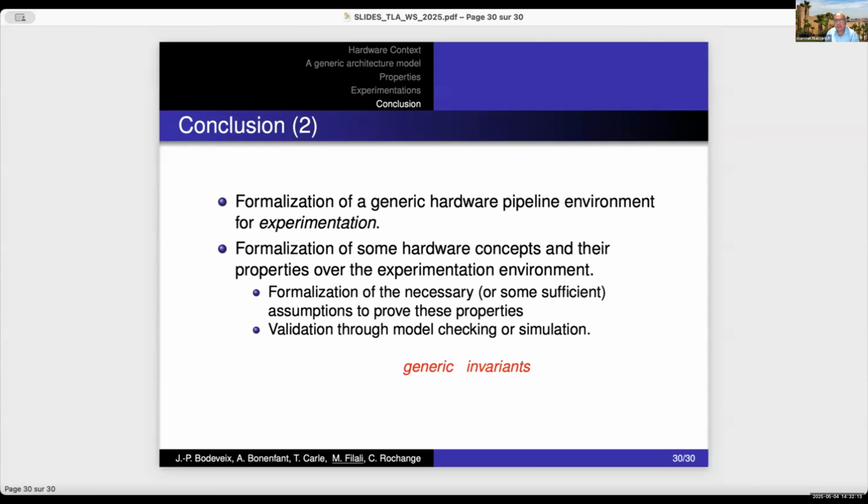To sum up, we have formalized a generic hardware pipeline environment for experimentation. That is, we are mainly concerned with formalizing the properties and expressing properties about them. We have to formalize the necessary assumptions. Sometimes we do not have exactly the necessary assumptions; we have stronger or sufficient assumptions to prove these properties.